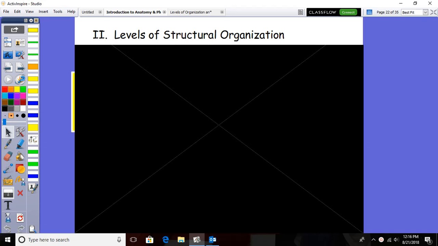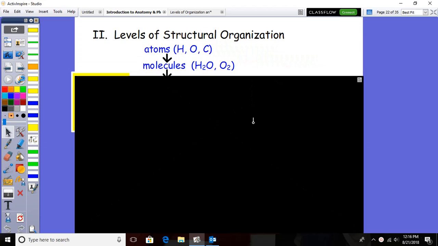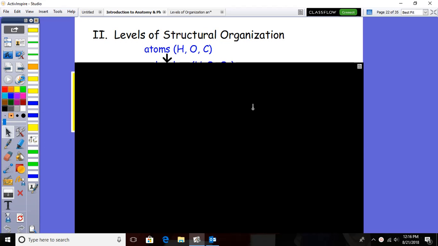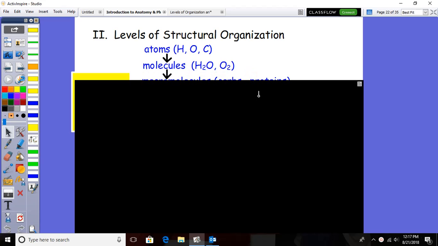We're going to start off talking about the levels of structural organization. First up will be atoms. You want to be filling your notes in while I'm talking. Atoms, think of things like a hydrogen atom, an oxygen atom, or a carbon atom. Atoms come together to make up molecules, like a molecule of water or a molecule of oxygen. We call that molecular oxygen.